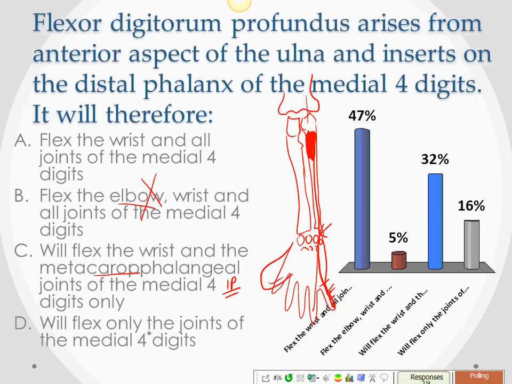And this one tells you it will only flex the joints of the digits. But how about the wrist? It's not mentioned anything about the wrist. So therefore, that's not a choice. So that's why this is the correct answer. Followed? Okay, so this is how you should work it out.